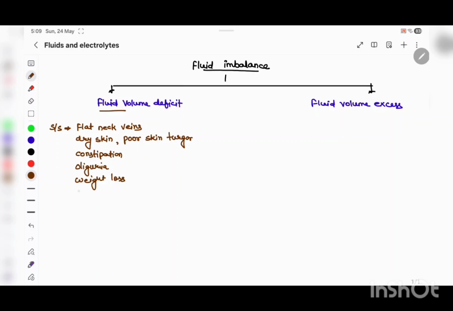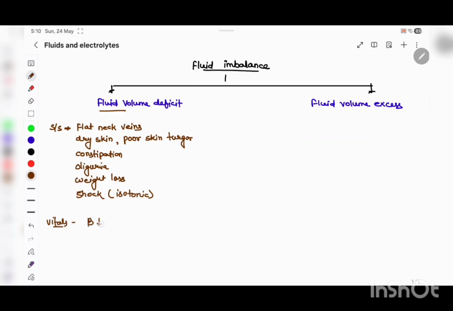And what other symptoms do we have? Shock. What kind of shock will it be? That will be isotonic shock, meaning overall fluid volume is decreasing. There is no hypotonic or hypertonic state. That will be isotonic shock.